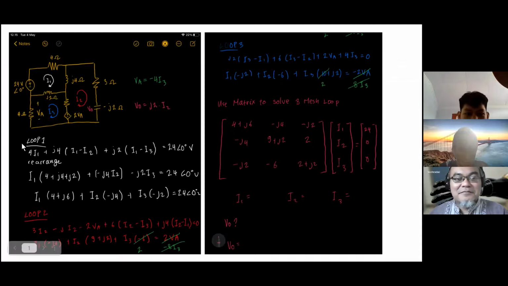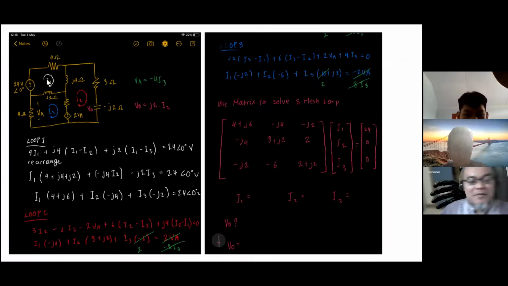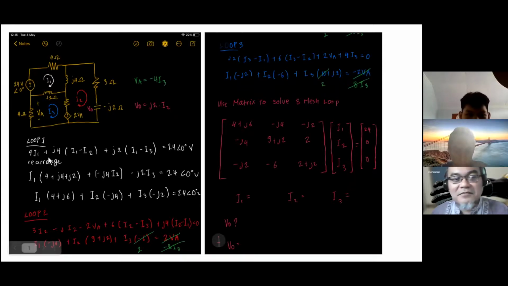Okay, so first, this is the question, and what we are looking for is the V0, the one in the capacitor. So we can solve the circuit using mesh analysis. We have 3 meshes, loop 1, loop 2, loop 3, and then we can just go around the loops.